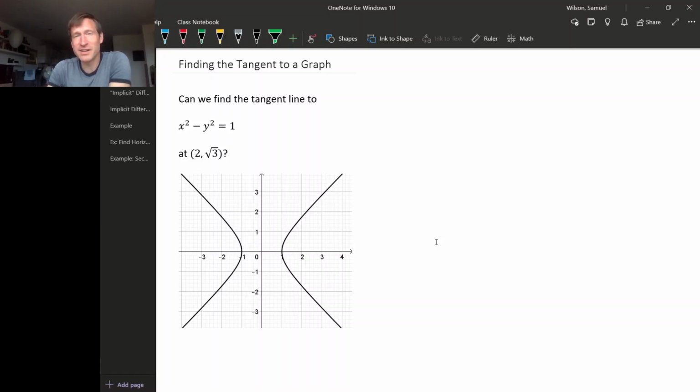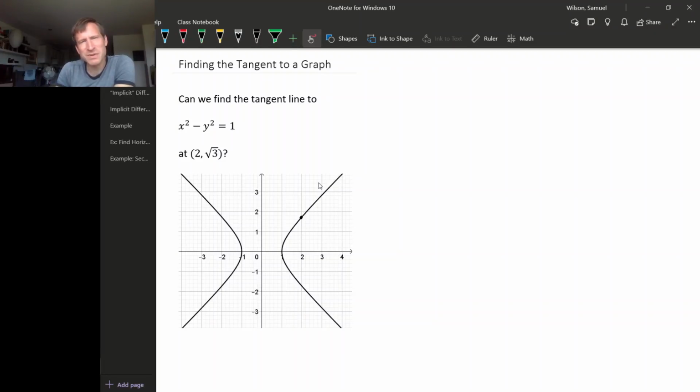Suppose we want to find the tangent line to this hyperbola, x squared minus y squared equals 1, at the point (2, square root of 3). So that's right here. Now, on this graph, x isn't a function of y, and also y isn't a function of x, right? This graph doesn't pass the horizontal or the vertical line test.